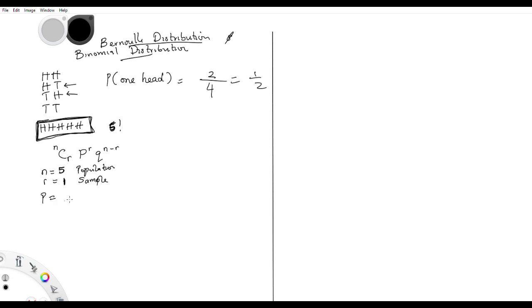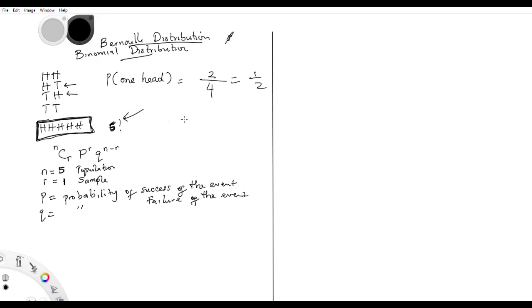Now p is the probability of success of the event, and q is the probability of failure of the event. So the p is the success of the event. q is the failure of the event. So now I'm going to explain that part.